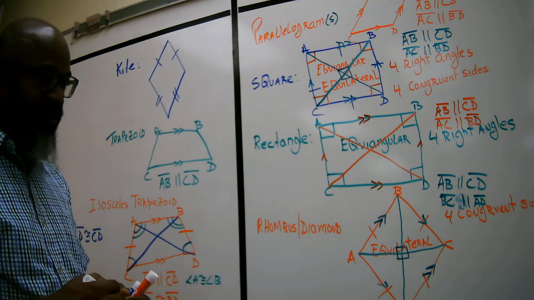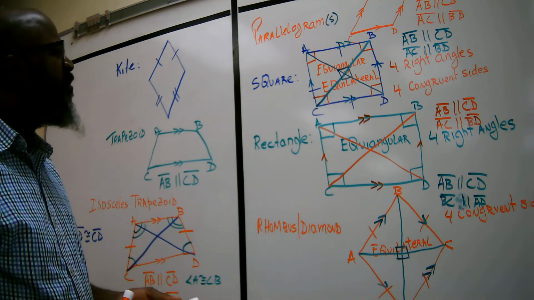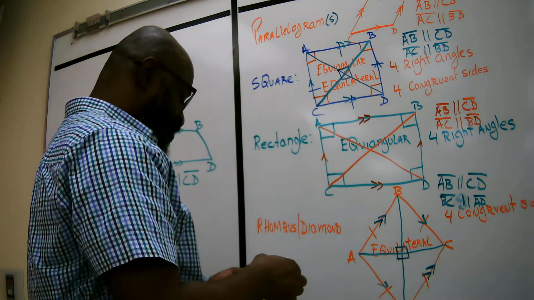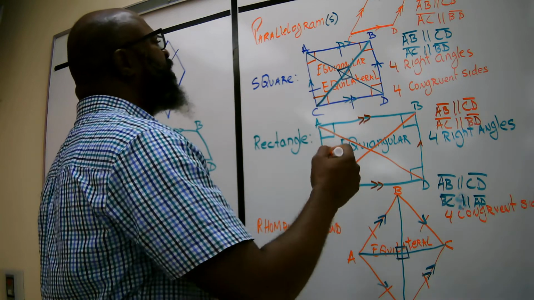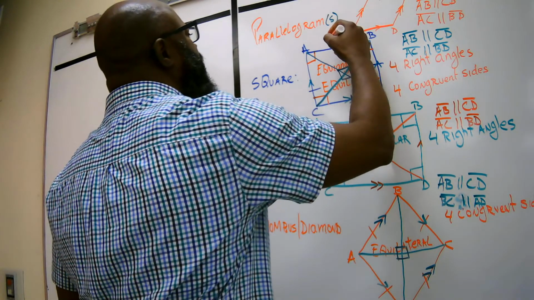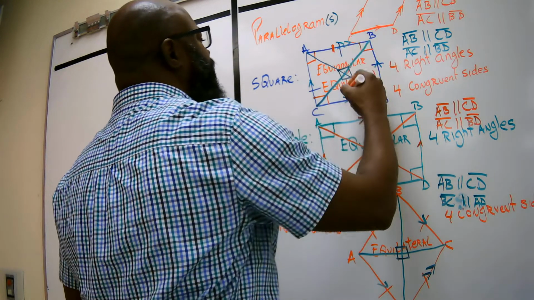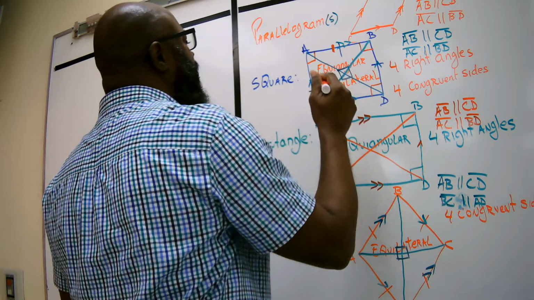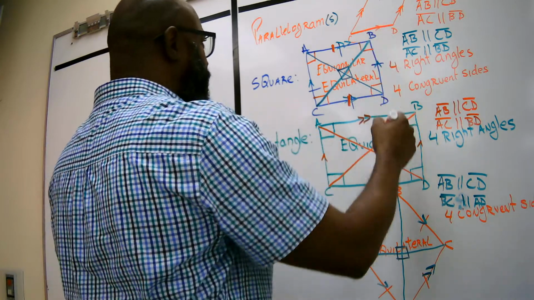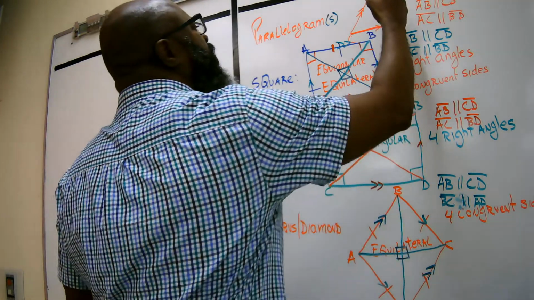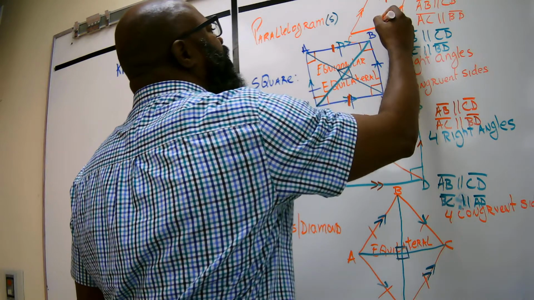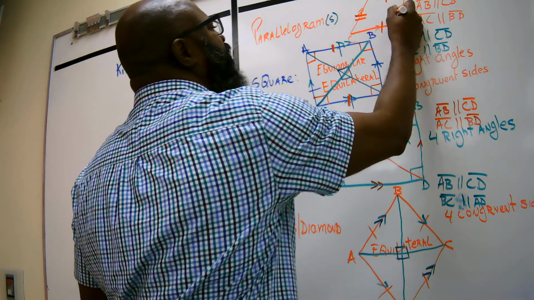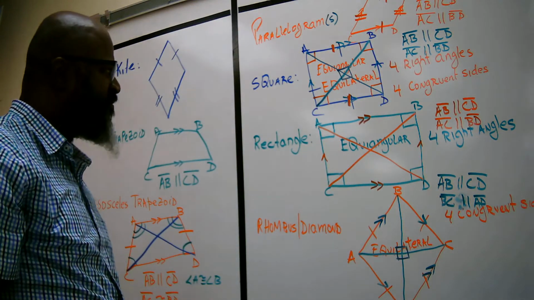Now if it's a parallelogram, opposite sides are congruent, meaning that AB is congruent to CD, right? And AC is congruent to BC. So in a parallelogram opposite sides are congruent. Alright, those are properties of parallelograms.